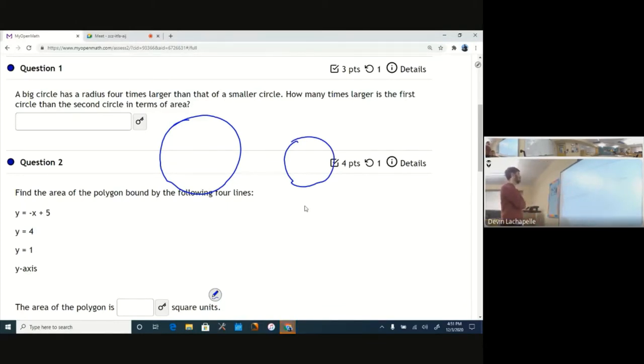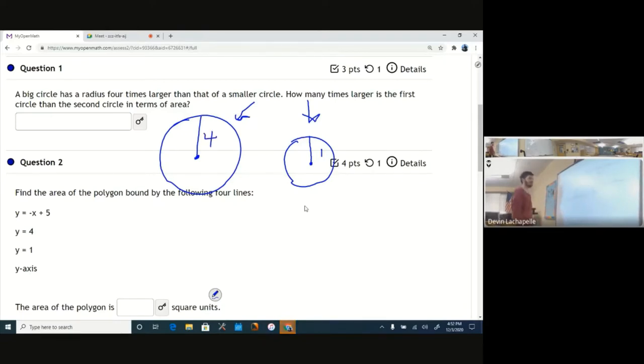And let's see. A big circle has a radius 4 times larger than that of a smaller circle. So the thing to keep in mind here is it doesn't really matter what the specific radius is for each one. It just matters that the bigger circle's radius is 4 times bigger than our smaller one. So I'm going to make the radius of my small circle 1. Nice simple number, easy to use. And remember, radius is our distance from the center of our circle to the outside. Okay, so our big circle has a radius that is 4 times longer, so 1 times 4, that's good old 4.